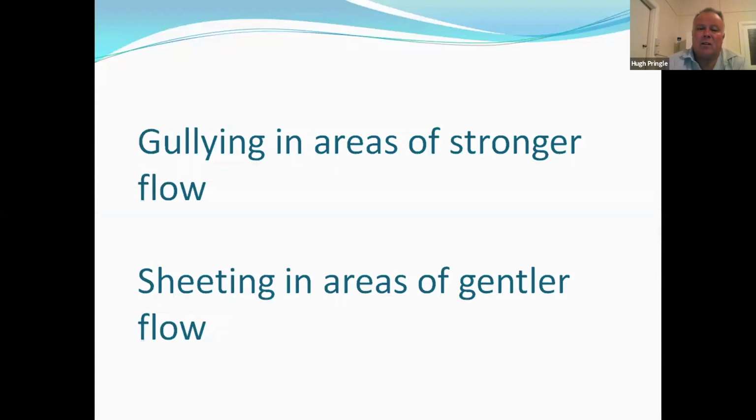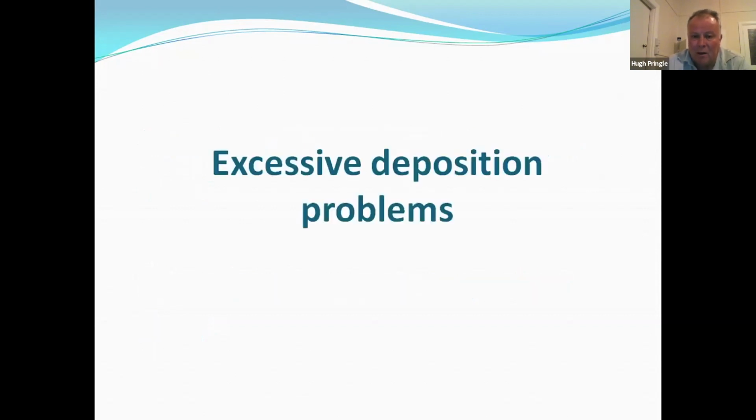So gullying occurs in areas of stronger flow, and what I was just talking about there is sheeting, scalding in areas of gentle flow. But very rarely is wind the only cause and driver of scalding and sheeting. Water erosion is often the case, and especially in floodplains.